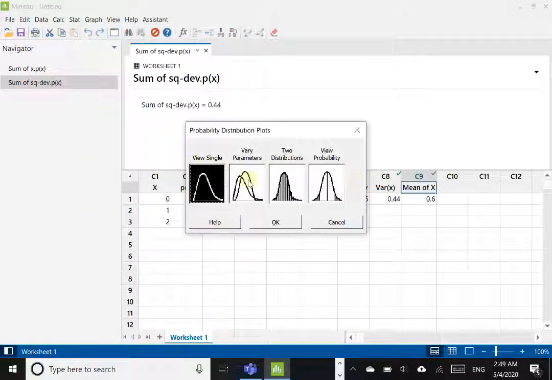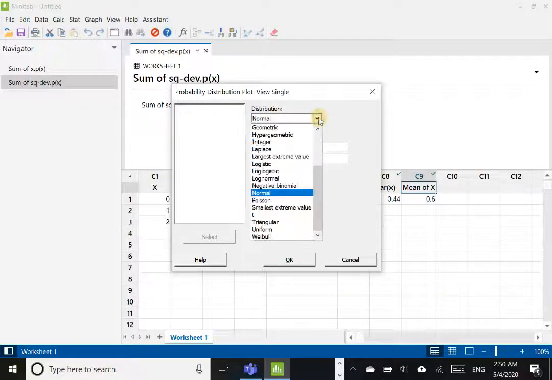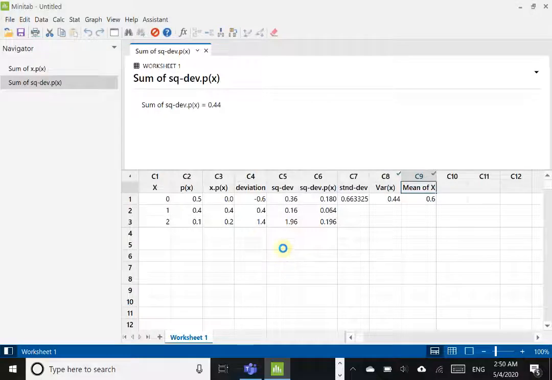Now there are several options in here. View single will graph a single distribution for you. So how did I do my standard normal 0, 1? I went here and clicked. It's already the default. I just hit OK. And it asks, what distribution do you want me to graph? We're doing normal, so I'm going to keep that as normal. Mean 0, deviation 1. There you go.